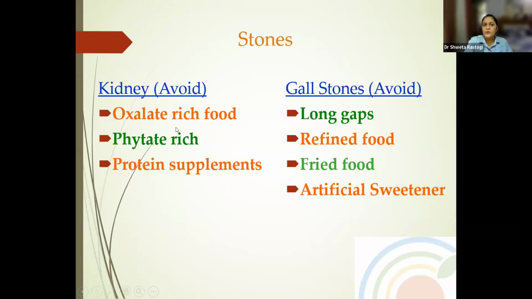See, in kidney stones, what happens is, when you send the stone for testing, you will see most of the times it is oxalate rich, oxalate stone. Fewer times you will come across phytate stones, and other times you may come across struvite stones, which is not related to diet. So these are the two foods which are related to diet. Oxalate rich foods and phytate rich foods have to be restricted. The moment you come to know it is this particular stone that is being formed in the body.